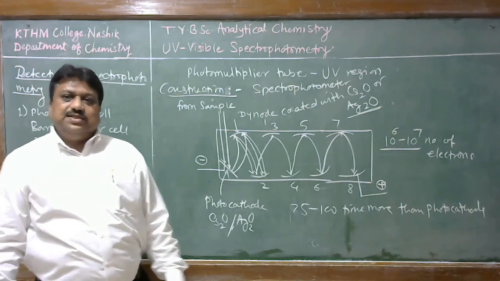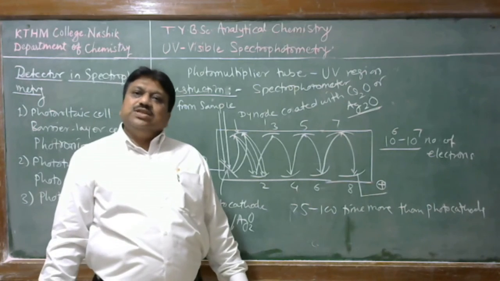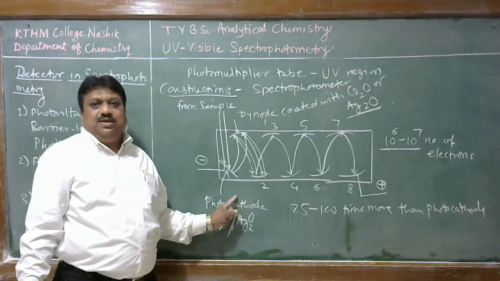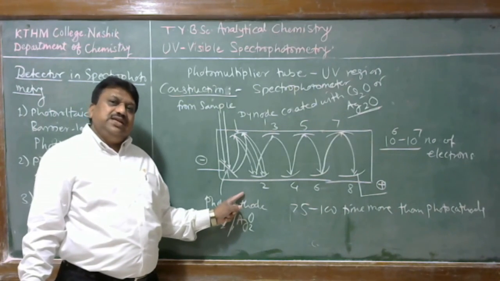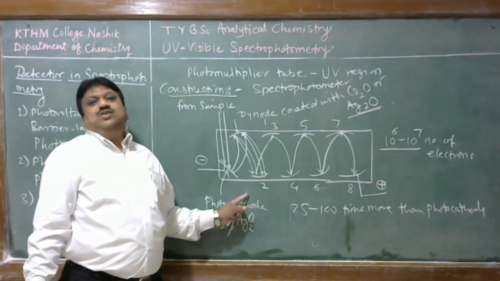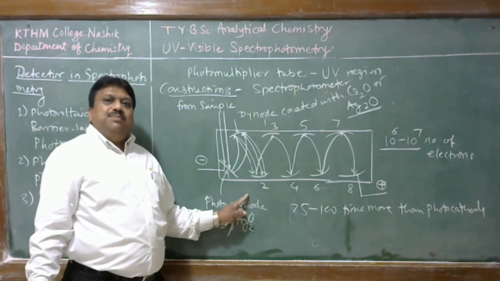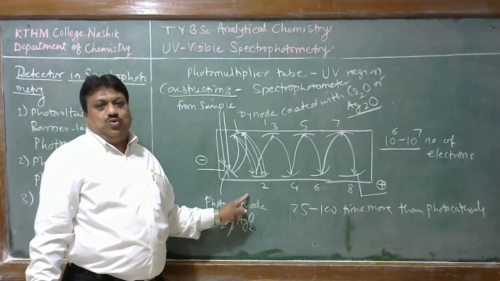Now, student, this is all about the different types of detectors used in absorption spectroscopy. In the next lecture, we discuss the measurement of absorption by means of a colorimeter, by means of a single beam spectrophotometer and by means of a double beam spectrophotometer.